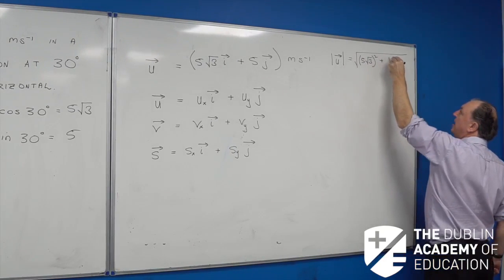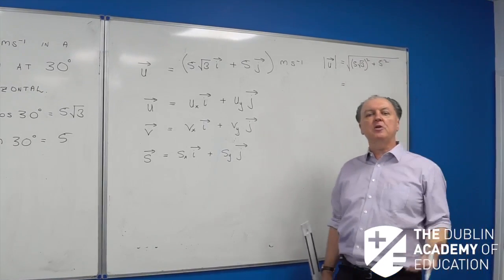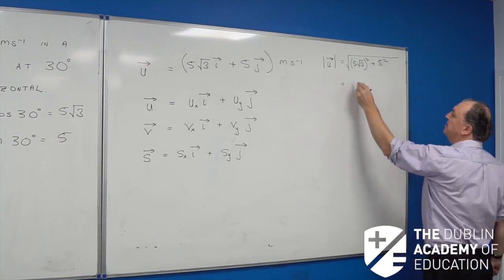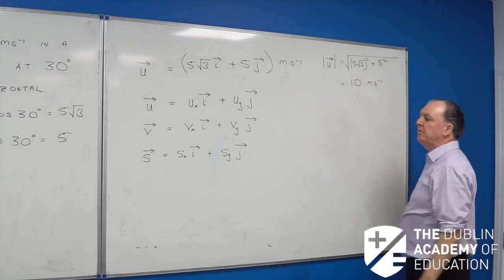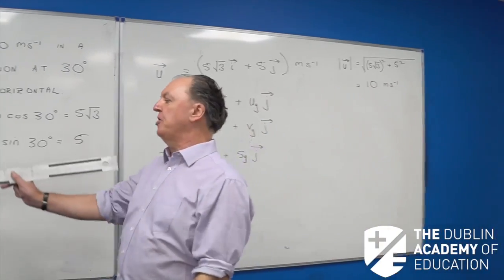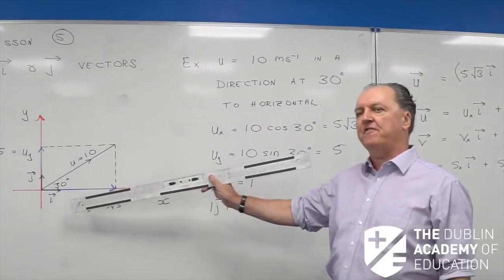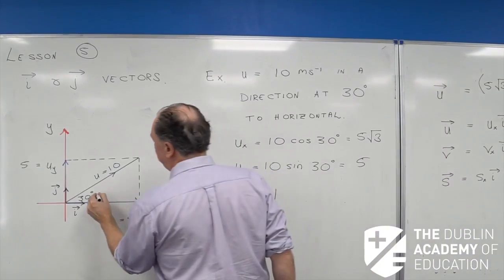And what's the other side? 5 squared. Put that into your calculator and you will get an answer that is 10 meters per second. Also, let's say I want to get the angle back. We know the answer is 30 degrees, but how would I find it out if I didn't know that? Let me call that angle, for example, theta.